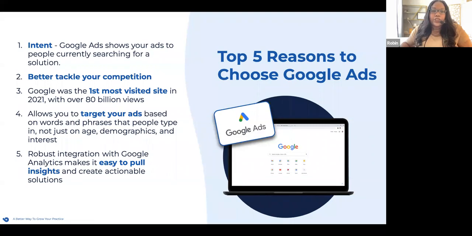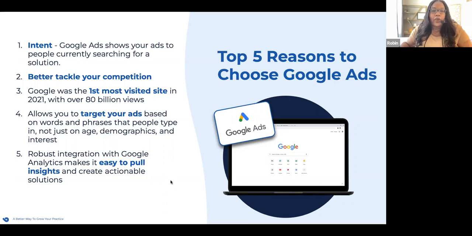It also allows you to target your ads based on words and phrases that people type in. So not just on age and demographic and interest like Facebook, you can actually type in things that you think your audience is going to be looking for, or questions that they might be asking, and we'll get a little bit more into that in the targeting section.